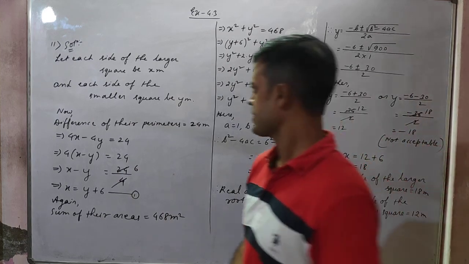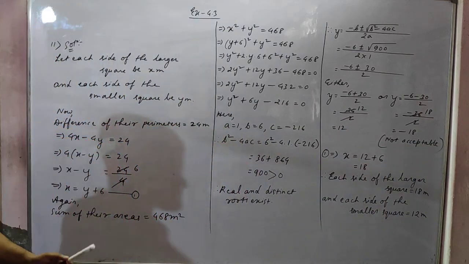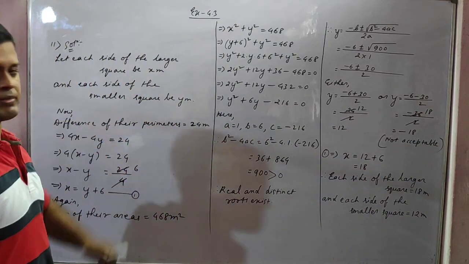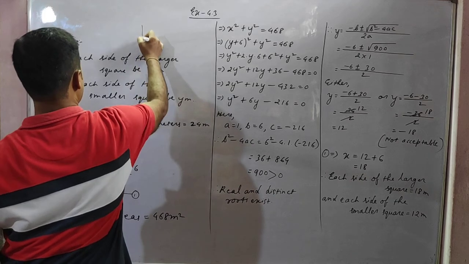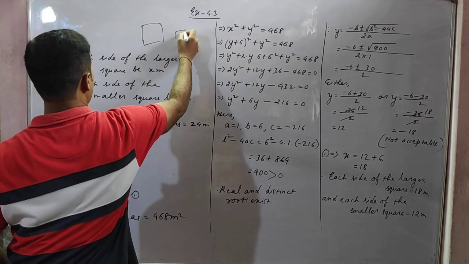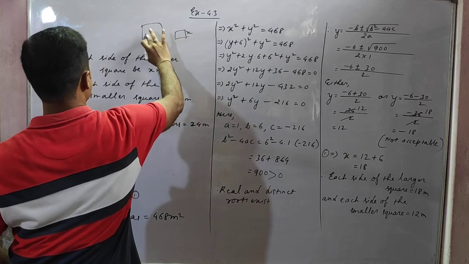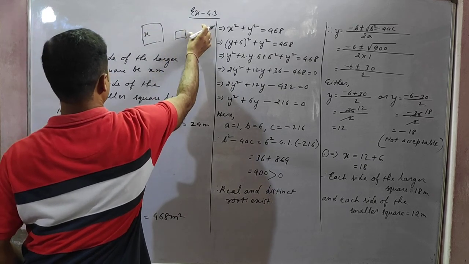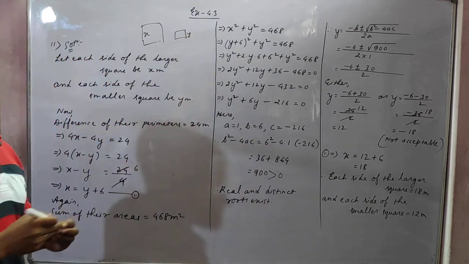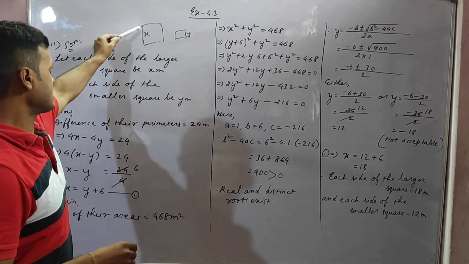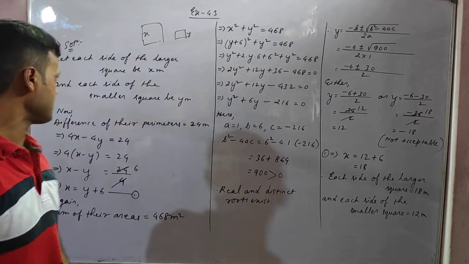So students, let us see. Let each side of the larger square be x. So one square is big and the other one is small. Let us consider each side of the larger square be x and each side of the smaller square be y.